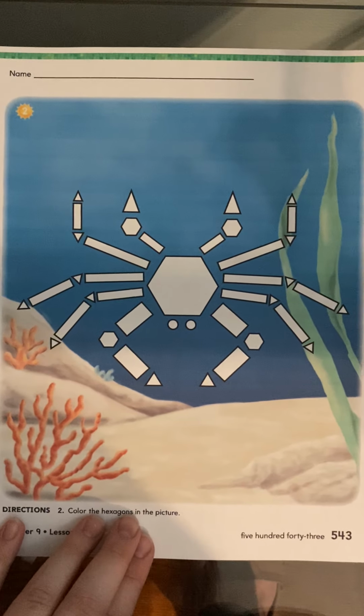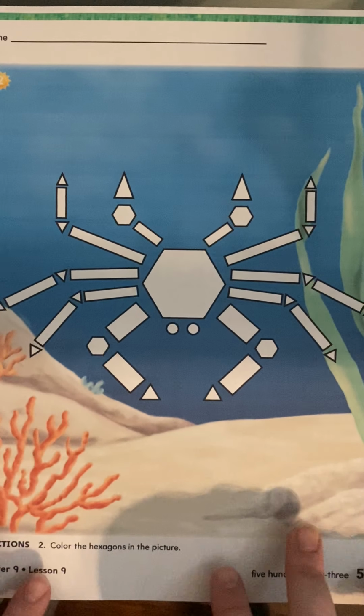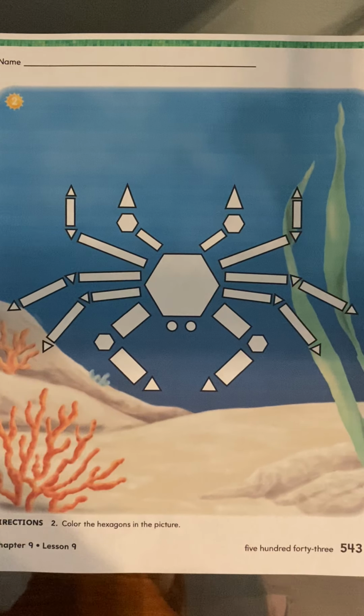So I'm going to give you a second to look at this picture really closely and figure out how many hexagons there are. I see 5. I want to see how many you can find too. Did you find 5?